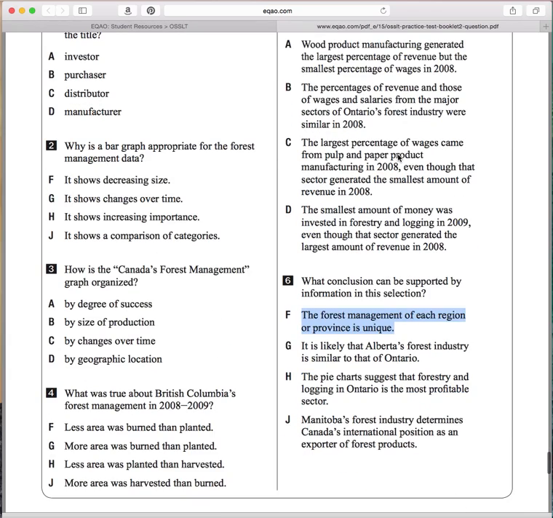I'm not going to finish up this question. You can do that on your own, and you can see if Mr. Corrigill was right or wrong. Is F the correct answer.